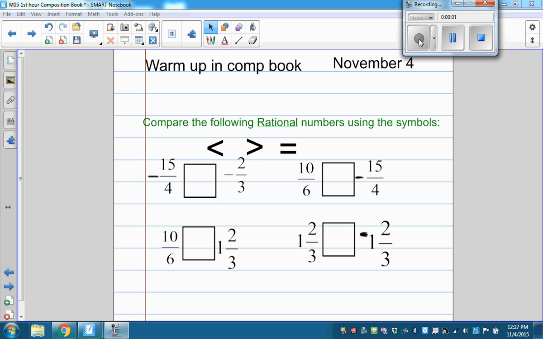Today we're going to do a little bit of comparing of numbers, rational numbers, and also look at a new term, absolute value. We're going to start with the warm-up. I'm just going to review the warm-up from today.